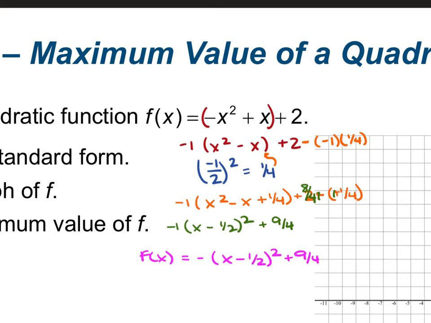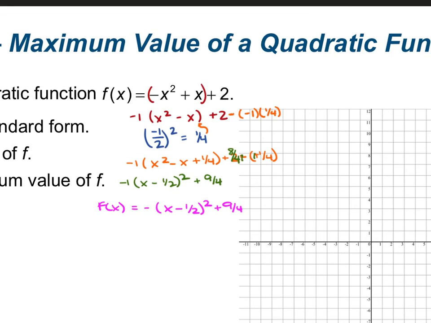If you want to write this 9/4 as a mixed number, it might be easier for you to graph that ordered pair. I will do that when I give my vertex. My a is negative 1, which means my parabola is going to open down, and I have a maximum value of that y value in my vertex. So that maximum is 9/4, or 2 and 1/4. My vertex here is the ordered pair 1/2, comma 2 and 1/4.